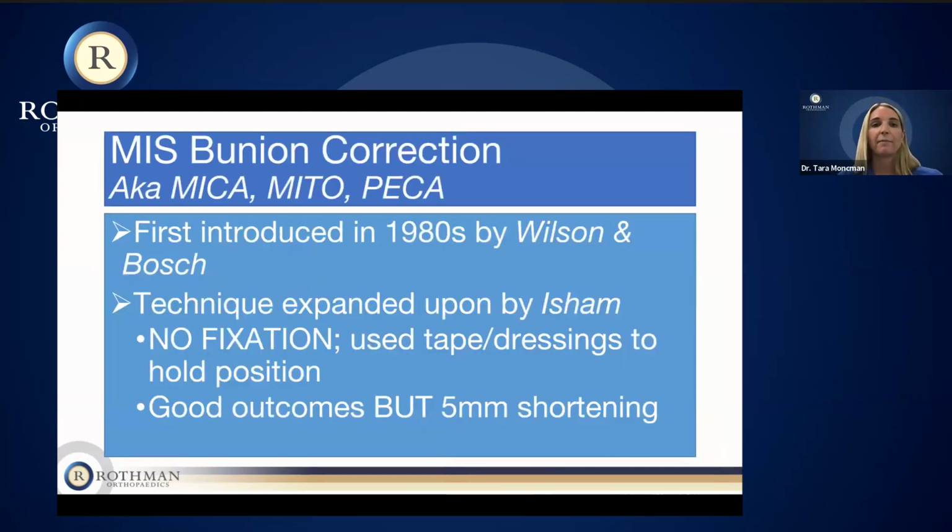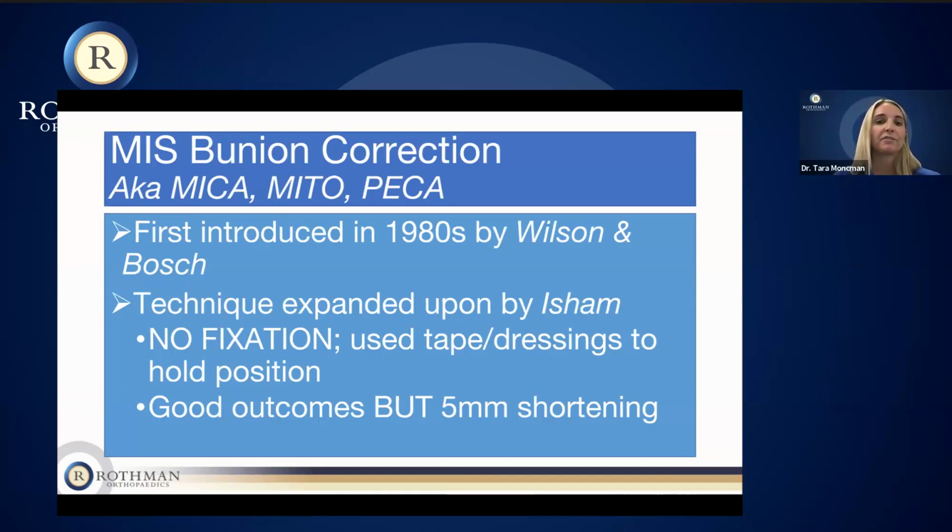So in particular, the MIS bunion correction has a couple different names. We call it the MICA, the MITO, and the PECA. Basically, these are just abbreviations for minimally invasive chevron Akin, which is basically 2 different types of bone cuts, or minimally invasive transverse osteotomy, again, another bone cut. And percutaneous chevron Akin, which is, again, the 2 different bone cuts that we make. So you might hear your surgeon using those slang terms, and basically what they're talking about is the MIS bunion correction.